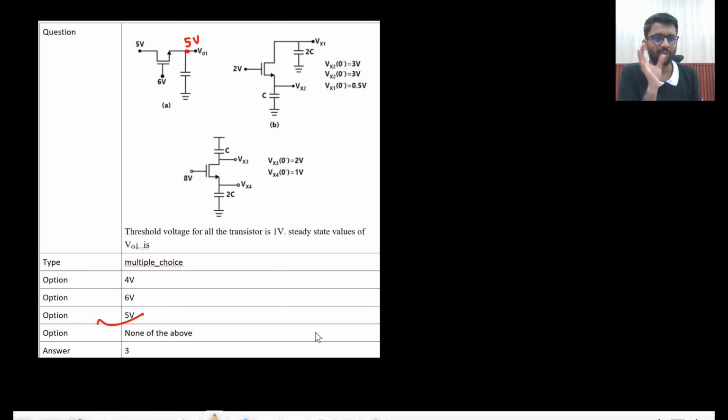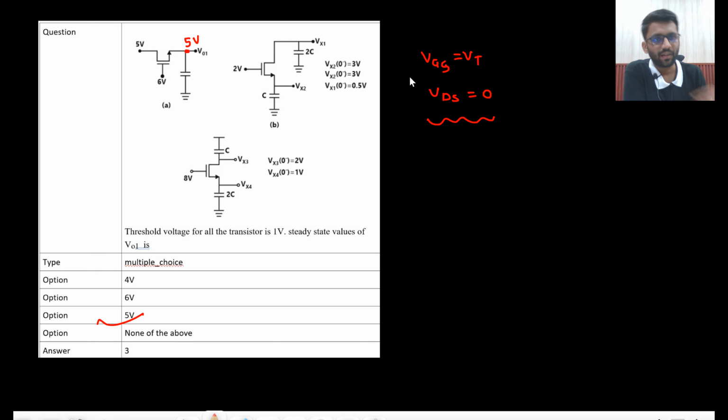I hope you know the concept of pass transistor logic. Otherwise you can go and type on YouTube pass transistor logic by Himanshu Agrawal. You will find the video. So here we need to make sure of two things: that VGS should be greater than VT, and at steady state actually VGS should be equal to VT, and VDS should be greater than or equal to 0. These two conditions we need to make sure. That's it. So from there we are getting 5 volt. Let's see the next one.